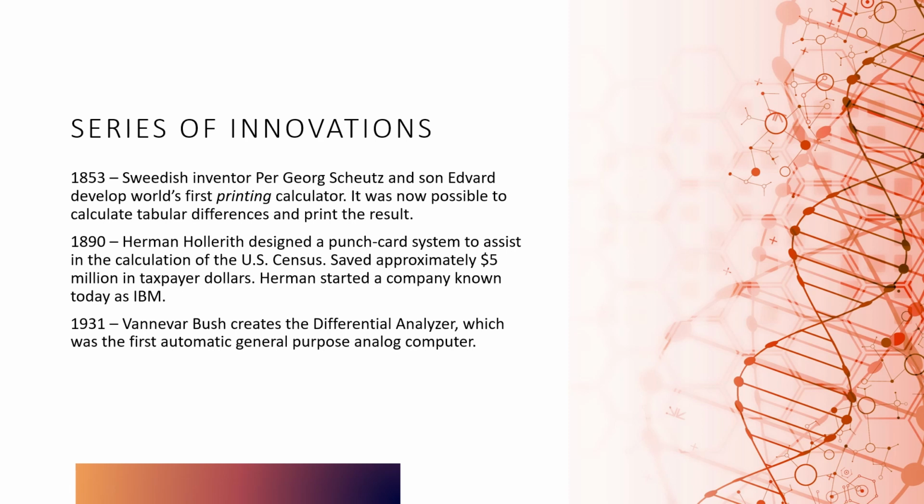In 1890, Herman Hollerith designed a punch card system to assist with the U.S. Census calculations, which ultimately saved the U.S. taxpayer approximately $5 million. In 1931, Vannevar Bush created the differential analyzer, which was the first automatic general-purpose analog computer.